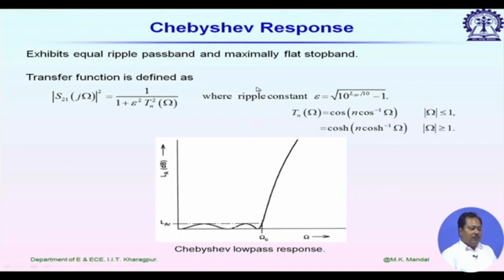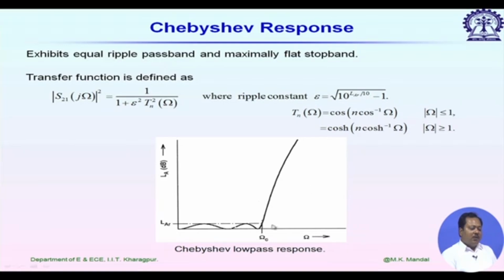Next, another example, this is for Chebyshev response. You can look at the plot. We have ripple in pass band, and in stop band we do not have any ripple. So, it exhibits equal ripple pass band and maximally flat stop band, and the transfer function is defined as 1 by 1 plus epsilon square into T n square, where epsilon is called the ripple constant. It can be given by square root of 10 to the power LAR by 10 minus 1. LAR is the specified loss value.